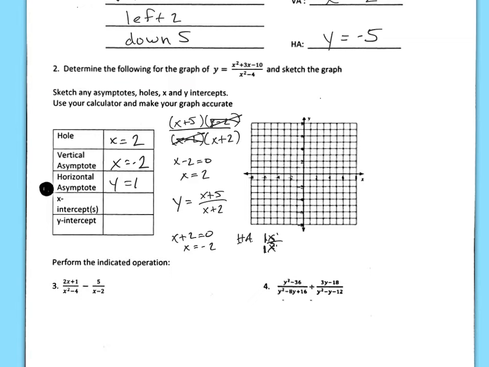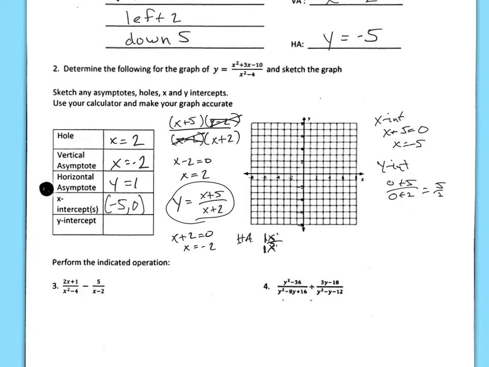X-intercept, set the top equal to 0. So we get x equals -5. Now you don't want to write it like that. That is a point. So it is the point -5, 0. And then the y-intercept, you make all the x's 0. Now remember, we're using this one. So we get 0 plus 5 over 0 plus 2. So that is 5/2, or 2.5. Now that's the y value. X is 0. Y is 2.5.